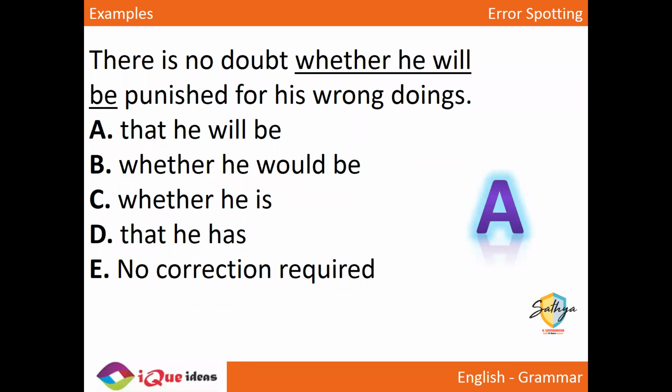If there is doubt, you would say it will happen or it will not happen. So you say there is a doubt whether he will be punished for his wrongdoings or not. But when there is no doubt, you cannot use whether, because there is no option. There is no other thing which is going to happen. So there is no doubt that he will be punished for his wrongdoings. Did everybody get this one? Whether cannot be used because you are saying there is no doubt. If there is doubt, you give options. When there is no doubt, you cannot use the word whether at all. I hope everybody got this one.